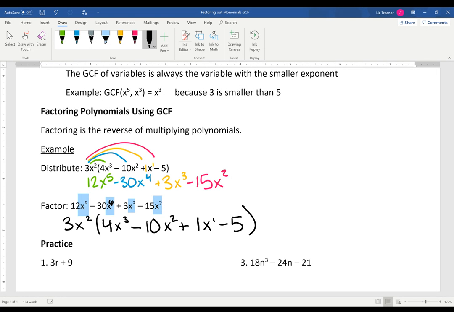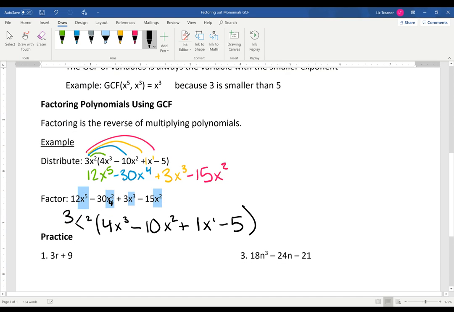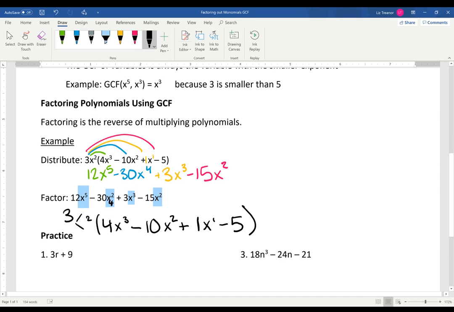Right? So all I did here is go backwards. For distributing, you know what's on the outside, and you multiply it by everything on the inside. For factoring, we want to figure out, well, what could we multiply everything by to get this thing? Okay?